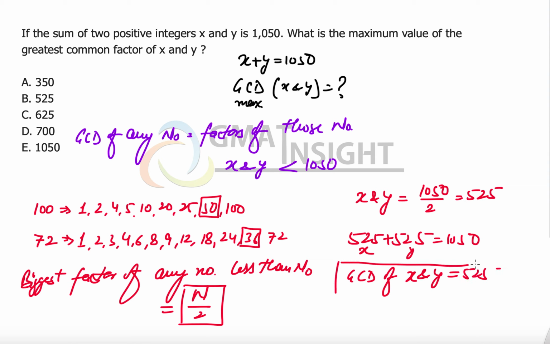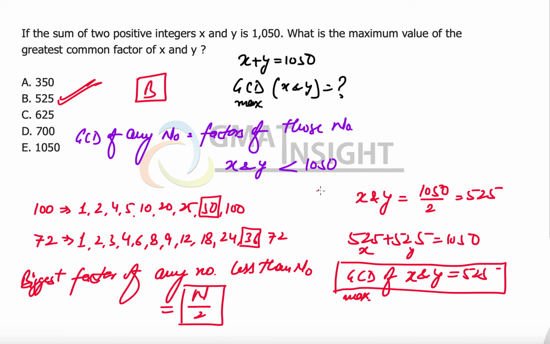So that way we can perfectly say that none of the values need to exceed, because the other value will decrease in that case, because the summation is constant, and if any value decreases, then the highest common factor will certainly go down. So the maximum value of GCD of x and y can be equal to simply the B option, that is 525. So this is just a basic observation that we need to use, and 1050 is the sum of the two. So the biggest factor of 1050 will be half of it, 525.